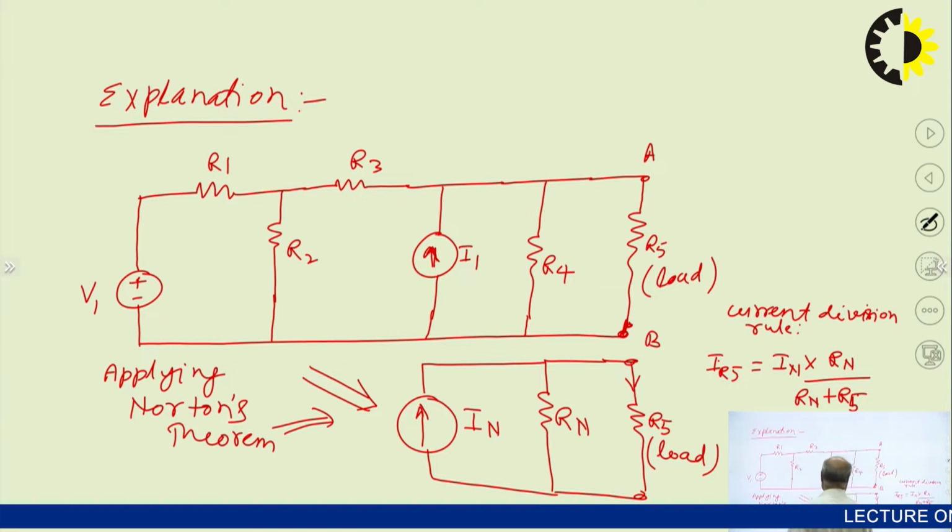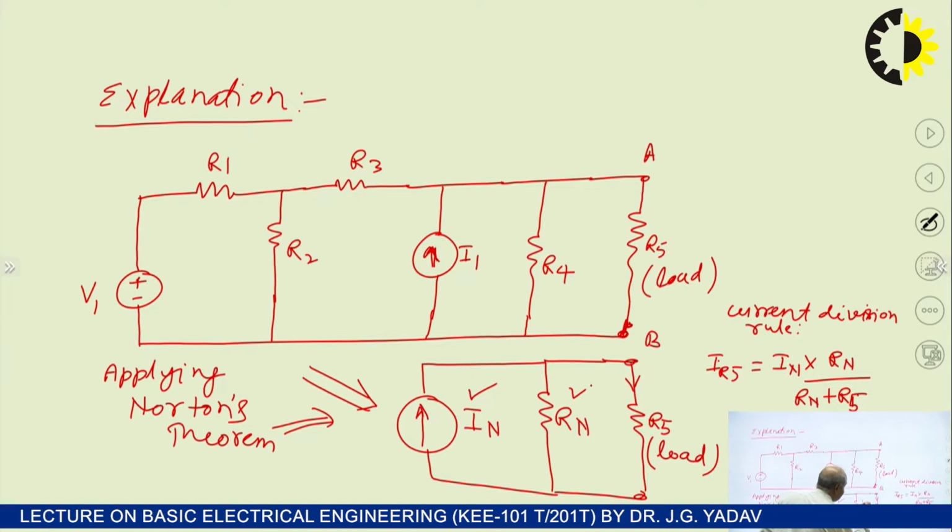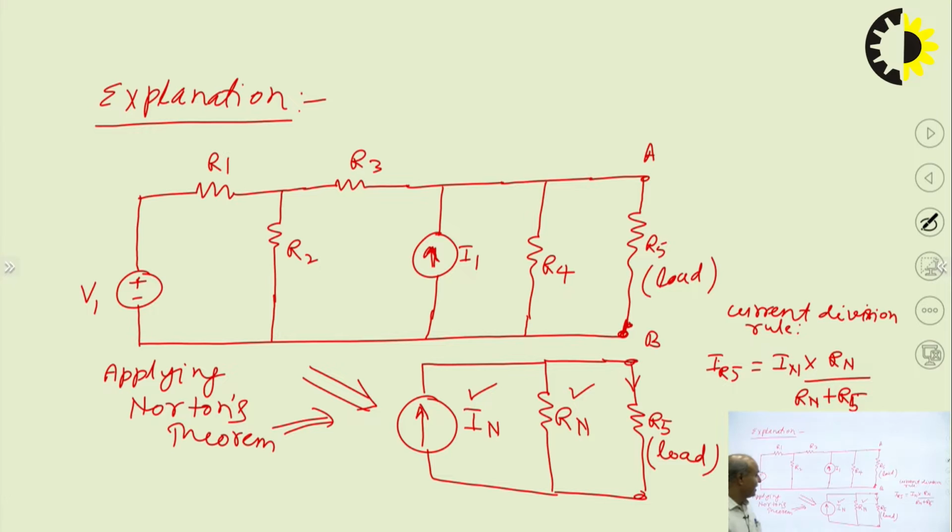Now we have to find out what will be the value of IN and Rn. IN is known as Norton's equivalent current, and Rn is known as Norton's equivalent resistance. So we have to calculate the value of IN and Rn for this circuit. So what is the procedure for finding out the Norton's equivalent current and Norton's equivalent resistance Rn?